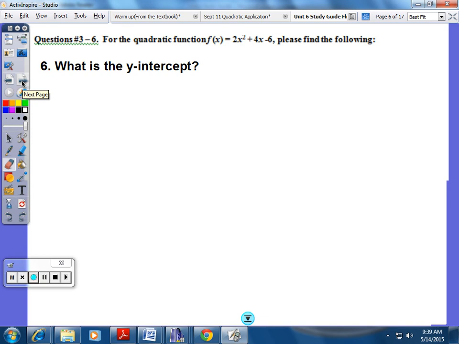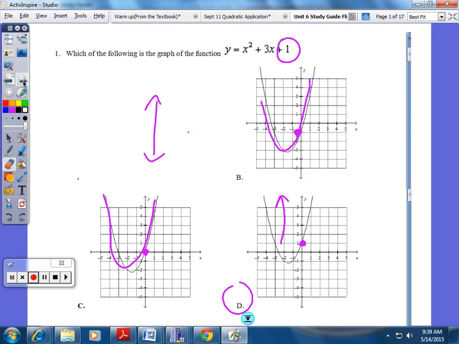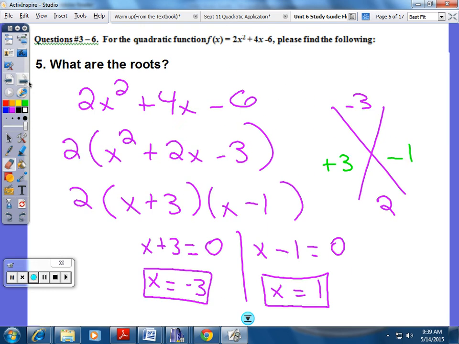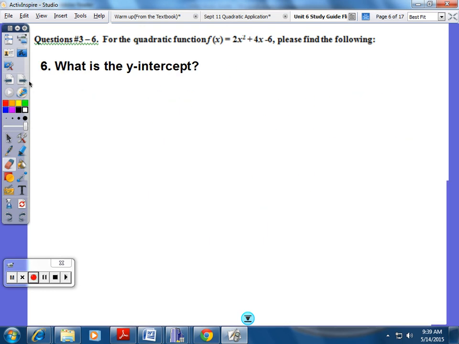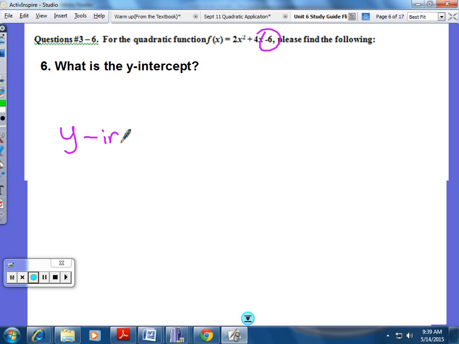And the last question they ask us for is the y-intercept. Remember the same thing applies for number 2, and number 1 applies for this one. Remember the constant, the regular number at the end of the problem, is where it crosses the y-axis. So we go back to our problem and look at it. What is the regular number in the problem? The constant is -6. So that means your y-intercept is -6.